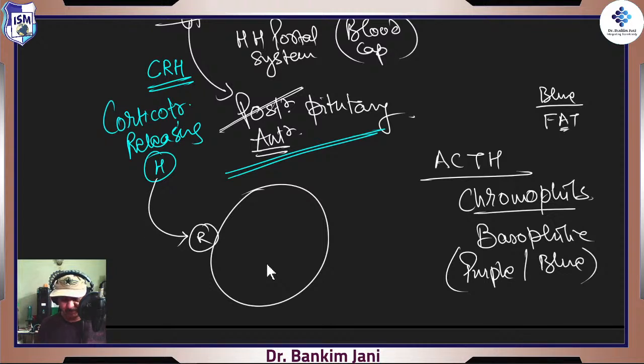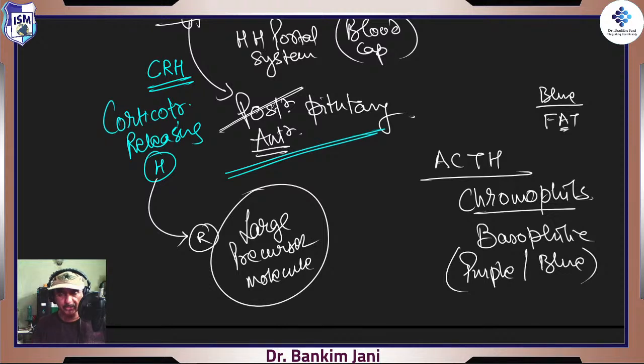Now inside the cell, there are some large precursor molecules, right? Precursor means it is in raw form. So they are called the large precursor molecule. It means that if these molecules are lying over there, they won't be doing anything. But when it comes in contact with this corticotropin releasing hormone, these molecules break, and in the process they release ACTH in blood.